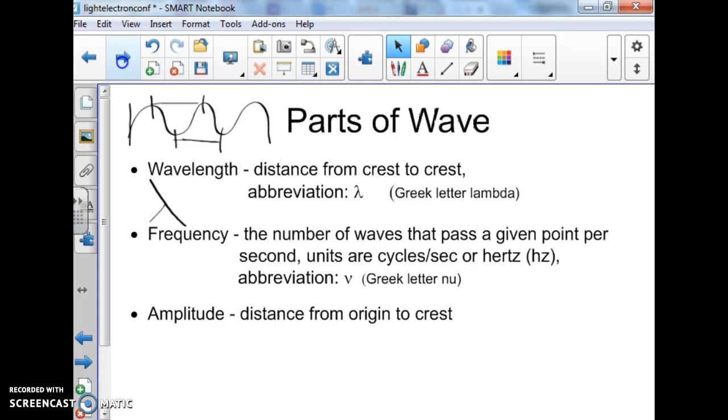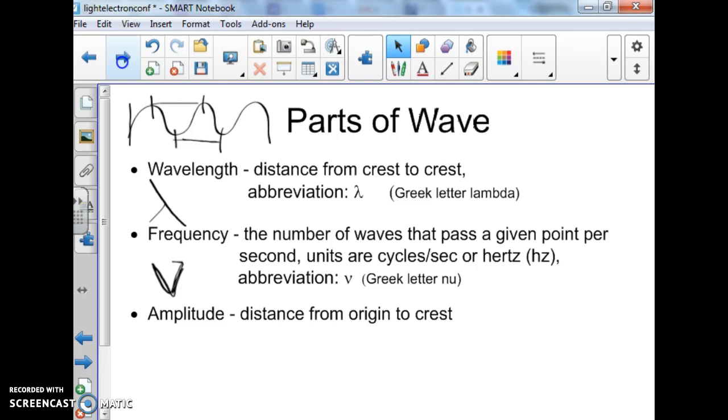Frequency is the number of waves that pass a given point. So how many times does that wave pass a point? We measure that in something called hertz, cycles per second. And we use the Greek letter nu for that. It's kind of a fancy V. When I draw it by hand, because I have horrible handwriting, you will see me draw my nu like that.